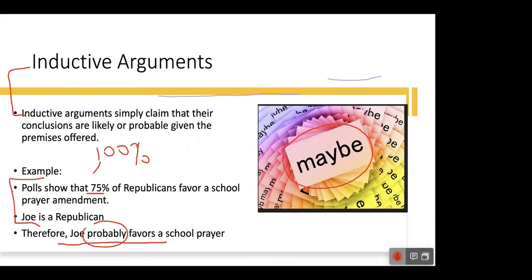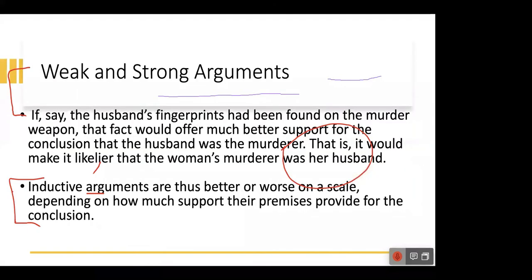So again, in deductive arguments, if the premises are true, and in this case it's true, then the conclusion has to be true. But that's not the case, unless we say it's 100%, but we can't say that, and hence it's only inductive. Okay. All right. So now, with our previous example of the husband, if you say the husband's fingerprints had been found on the murder weapon, that would be a stronger argument, right? As opposed to the husband was known to have threatened the wife.